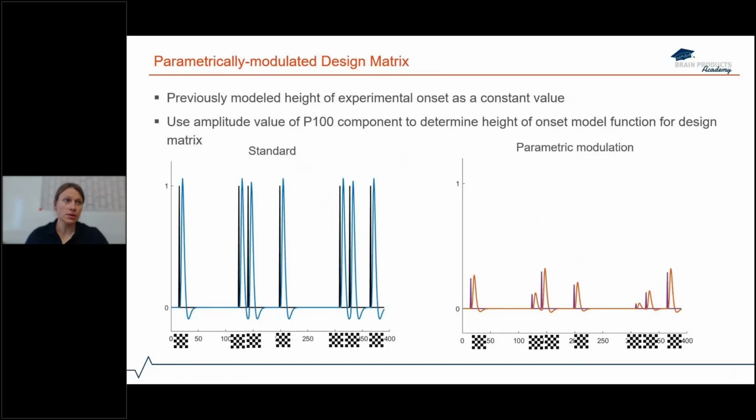Now, we need to set up our design matrix slightly differently. Previously, we modeled the height of each experimental onset as a constant value of 1. We can see that here by the black stick functions, and that subsequently resulted in a predicted hemodynamic response, as we see here in blue. Now, in a parametric modulation, we take information from the EEG, so the amplitude values of the P100, and use that to express the onset of our checkerboard as a ratio of 1 based on the amplitude of the P100 component for that given trial. When we convolve that with the hemodynamic response function, we get a model function that has various heights or amplitudes across our different trials.